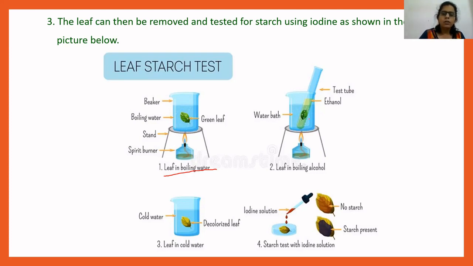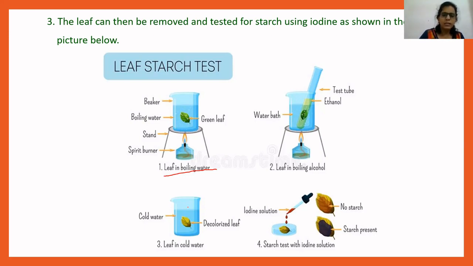Now you can observe that after boiling it for 1 or 2 minutes, the entire chlorophyll of the leaf will be released into the ethanol. So this process is important to decolorize the leaf so that the color of chlorophyll should not mask the color of iodine solution and starch.